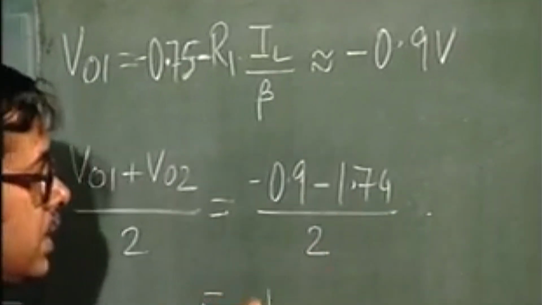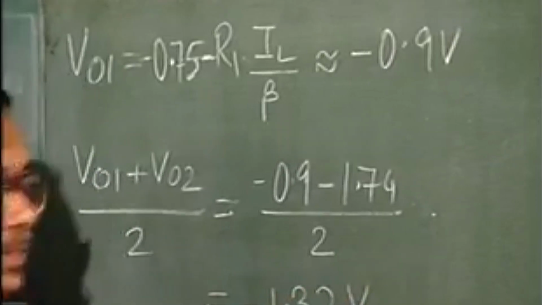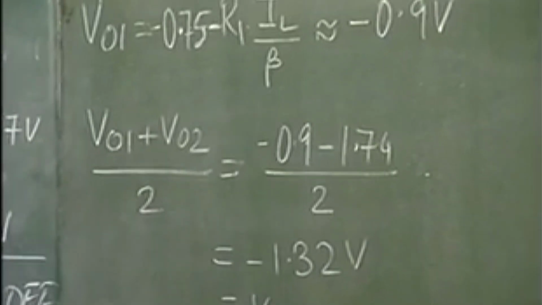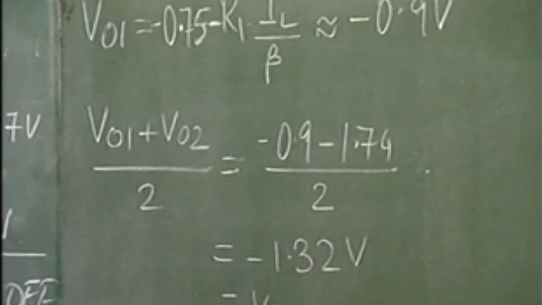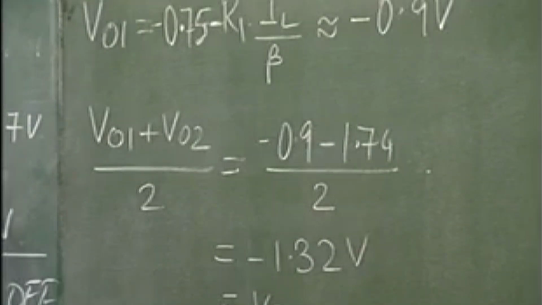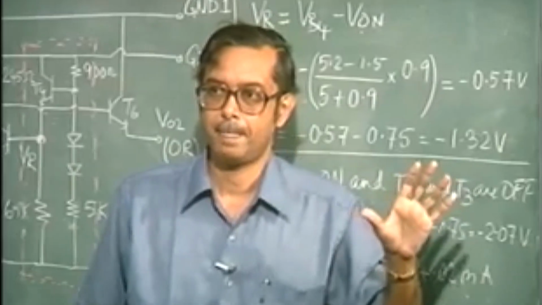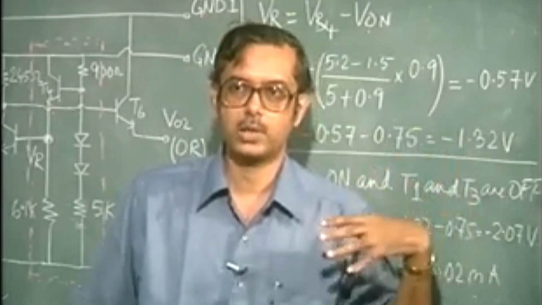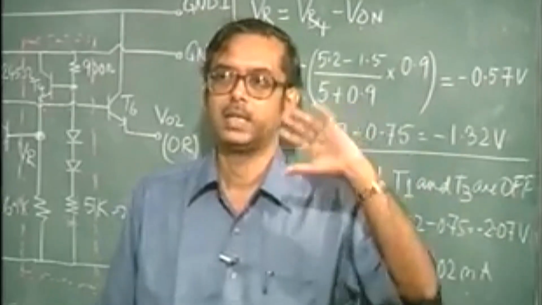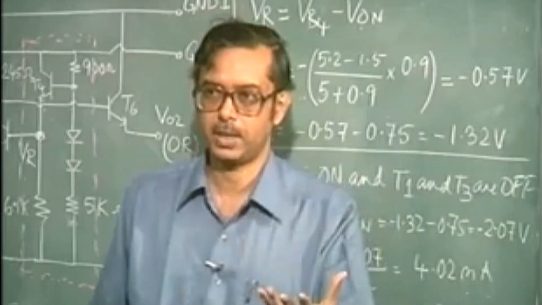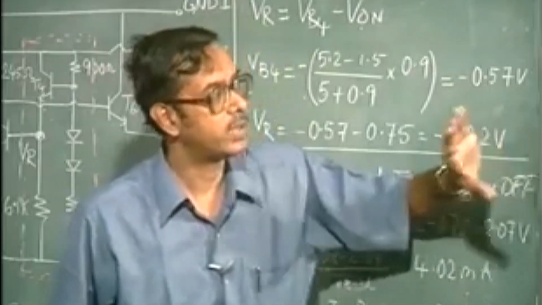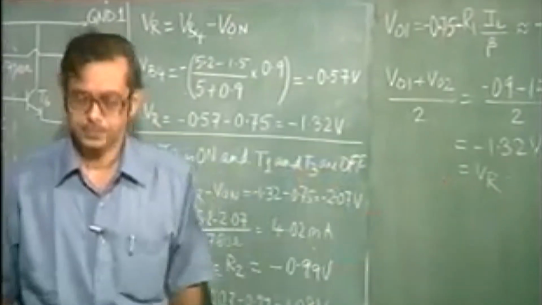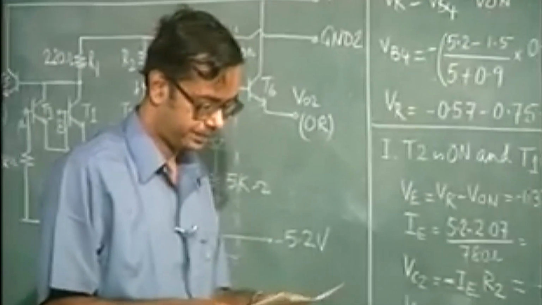Equal to minus 1.32 volts, which is equal to VR. That is, the output voltage swing is symmetric about the reference voltage. The output voltage of this ECL gate is also going to be the input voltage, because the output is going to be fed in as input to the other gates. So, the input voltage swing is symmetric about the reference voltage, that is what is important here. So, you get these voltage variations.